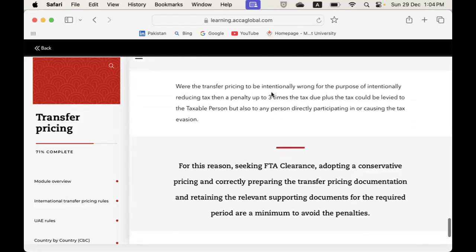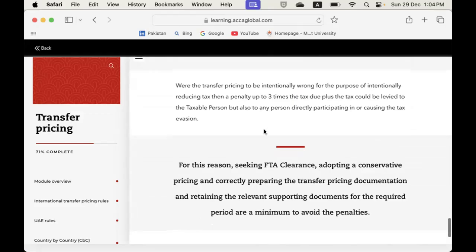Were the transfer pricing to be intentionally wrong for the purpose of intentionally reducing tax, then a penalty of up to 3 times the tax due plus the tax could be levied on the taxable person. So original amount of levy plus 3 times penalty.